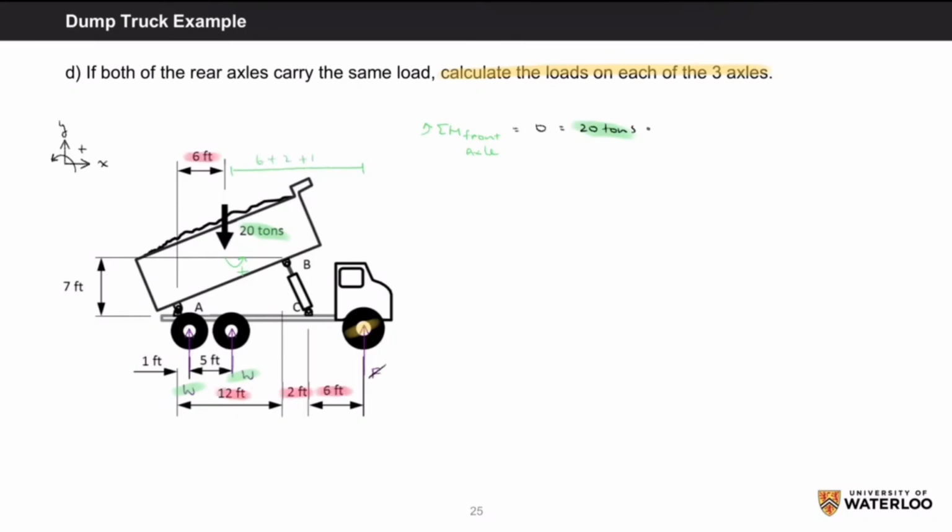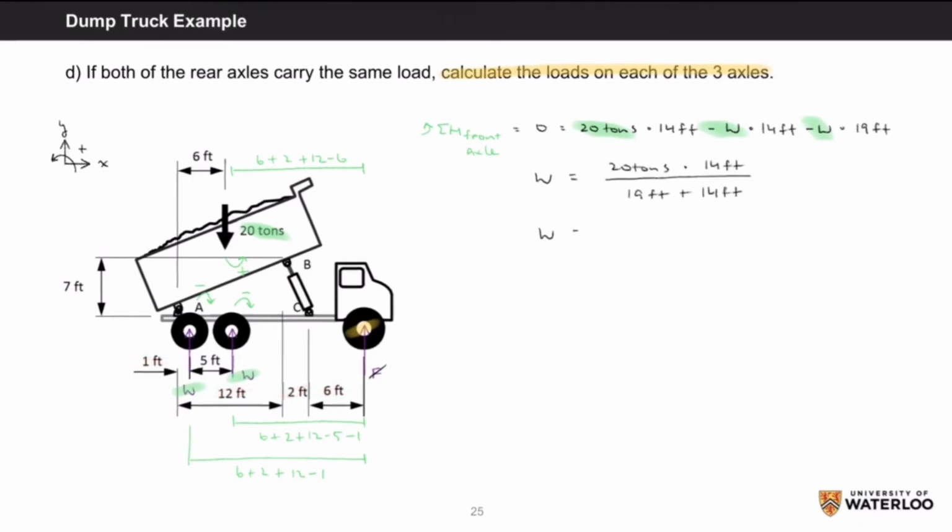plus this last 12 minus 6 feet distance, minus W since it will act in the negative clockwise direction, times its normal distance to the front axle of 14 feet, which is this 6 feet plus this 2 feet plus this remaining 12 minus 5 minus 1 feet distance, minus the other W since it will again act in the negative clockwise direction, times its normal distance to the front axle of 19 feet, which is this 6 feet plus this 2 feet plus this 12 feet minus that last bit of 1 feet. Rearranging and isolating for W, we get a value of 8.48 tons.